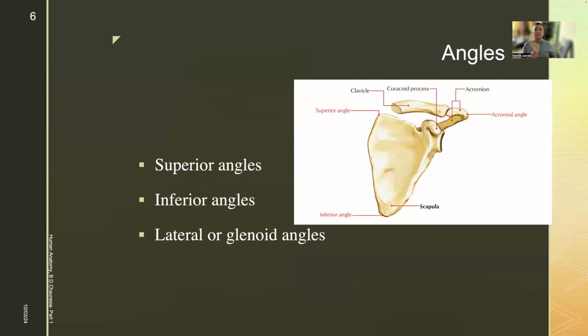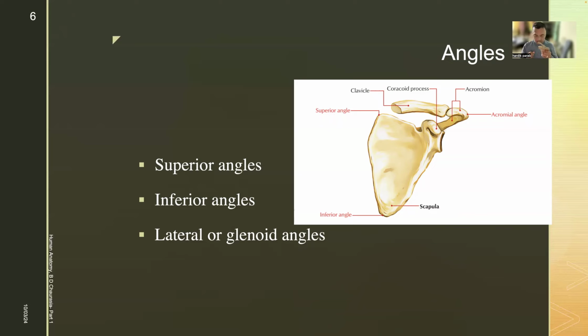Then you have angles. So in the angles, you get the superior angle, you get inferior angle, and you get glenoid angle या फिर lateral angle. So the superior angle is covered by the trapezius. Trapezius is a larger muscle on the upper back. तो ये आपके superior angle को cover कर देता है. It doesn't have any connection with that, but it is covering the superior angle. You cannot feel it. Then you have inferior angle. यहाँ पे आपका latissimus dorsi muscle का attachment होता है. On the inferior angle यहाँ पे latissimus dorsi is attached, and you have a lateral angle or glenoid angle.